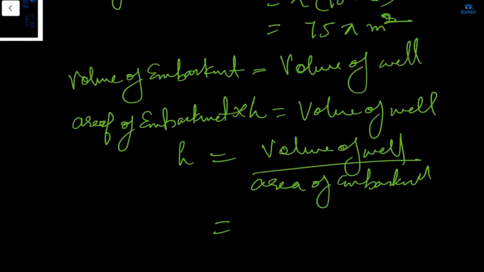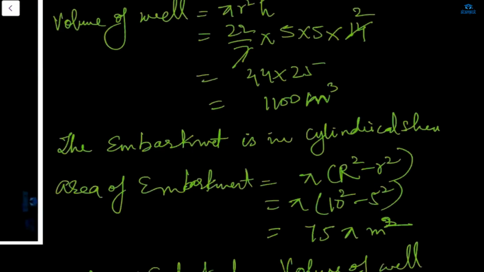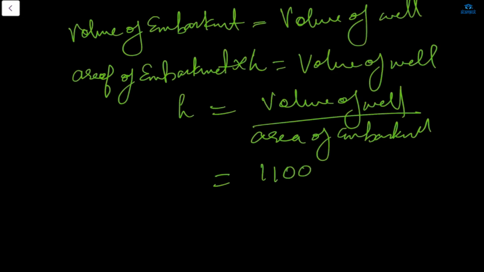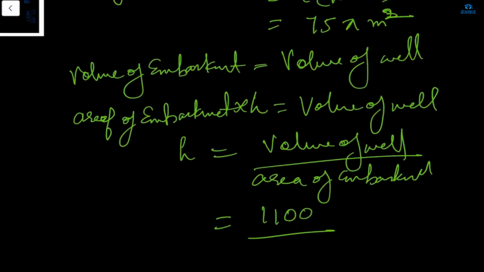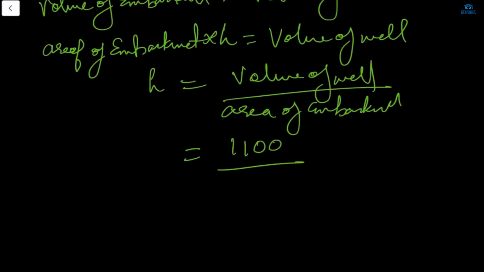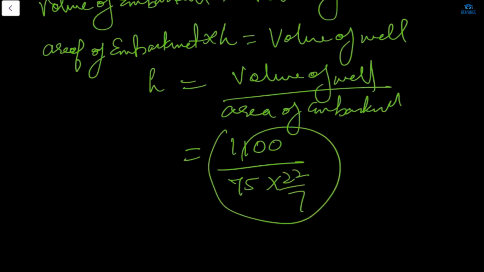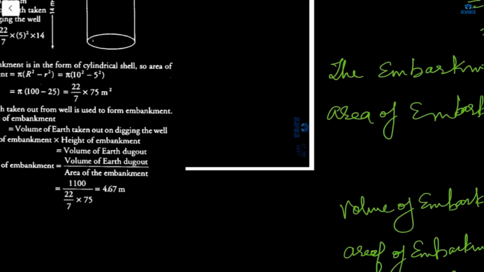We have volume of well as 1100, and area of embankment is 75 pi. So h is 1100 multiplied by 7 upon 22 multiplied by 75. You need to solve this and you will get the answer. This is your answer.